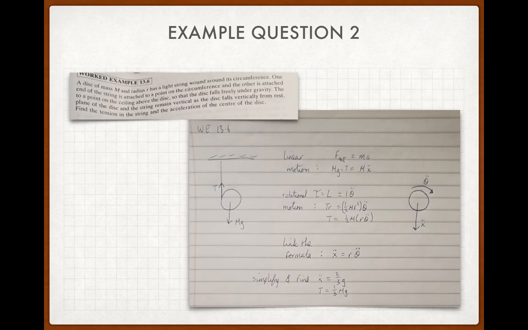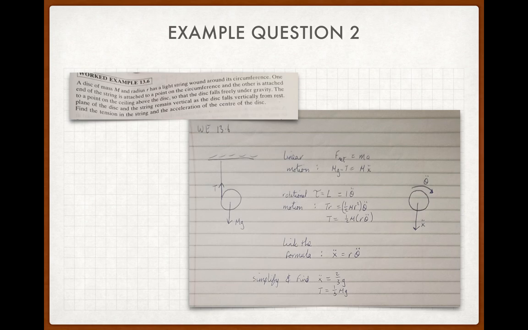Example 2. A disk of mass m and radius r has a light string wound around its circumference. One end of the string is attached to a point on the circumference, and the other is attached to a point on the ceiling above the disk so that it falls freely under gravity. The plane of the disk and the string remain vertical as the disk falls vertically from rest. Find the tension and the acceleration of the center of the disk.